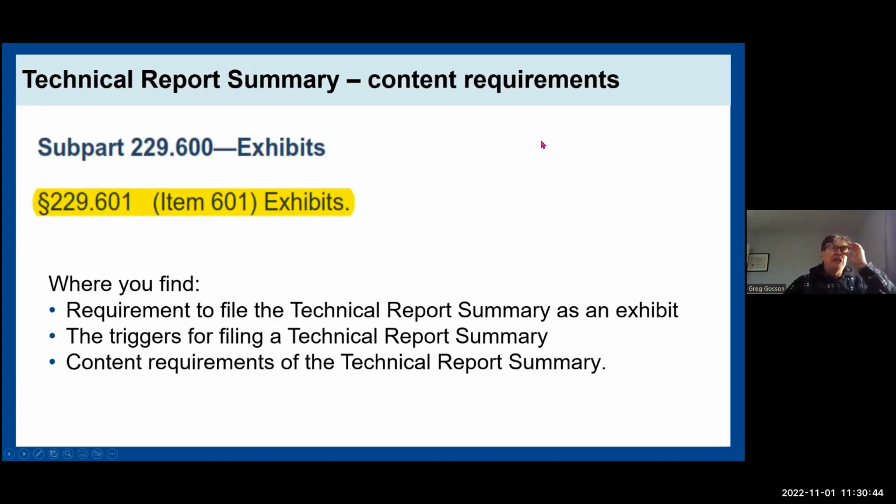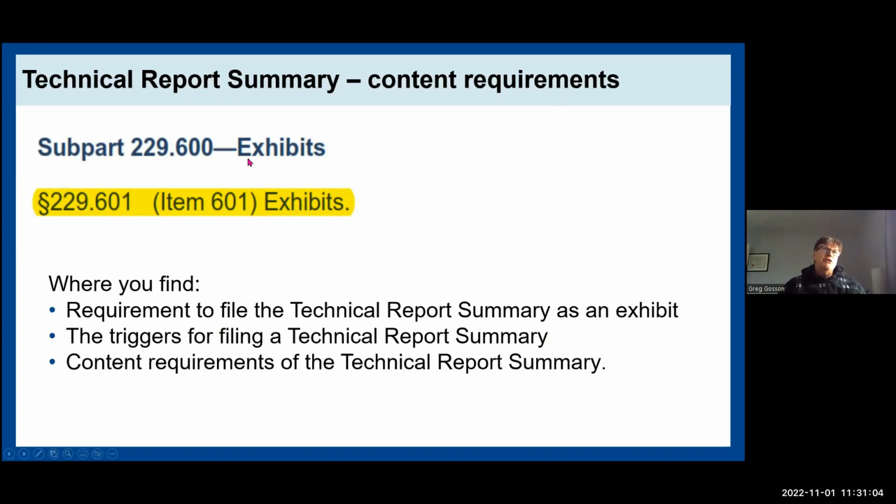So when you go into the SK-1300 rule again, it's not in items 1300 to 1305 that you find the technical report summary requirement. It's actually under exhibits, because all of the technical report summaries are filed as exhibits, as attachments either to a registration statement or to an annual report.